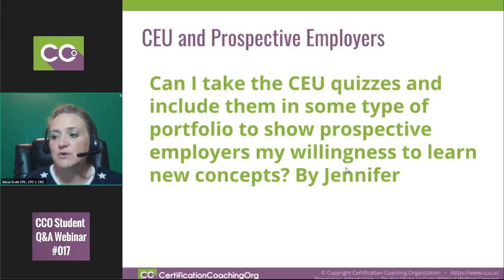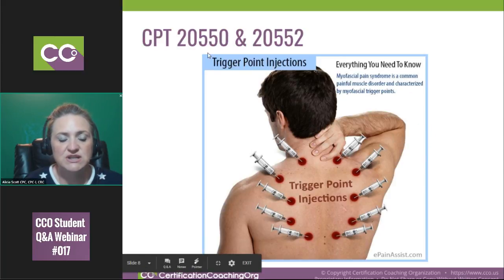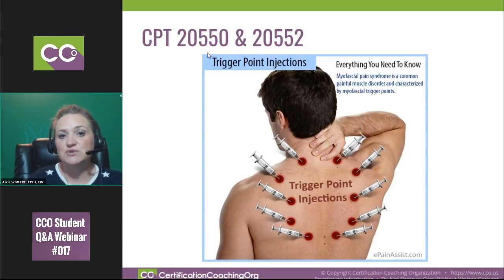Okay, so any questions? Let me go back real quick. Any questions about the two different codes? Again, the difference in the two codes is location, right? One is doing the tendon sheath, and the other code, the 20552, is actually a trigger point injection, and you could use one or two.